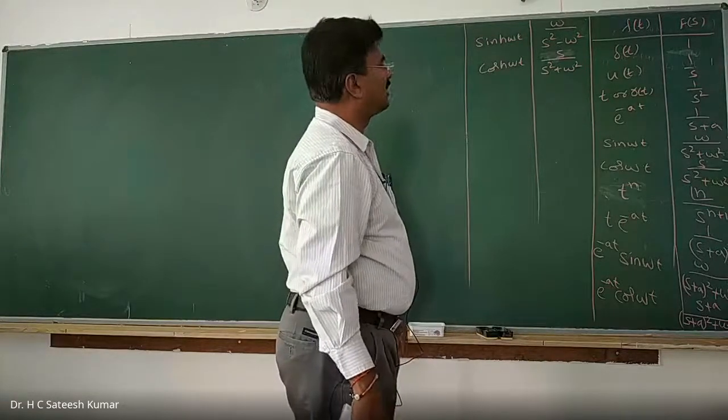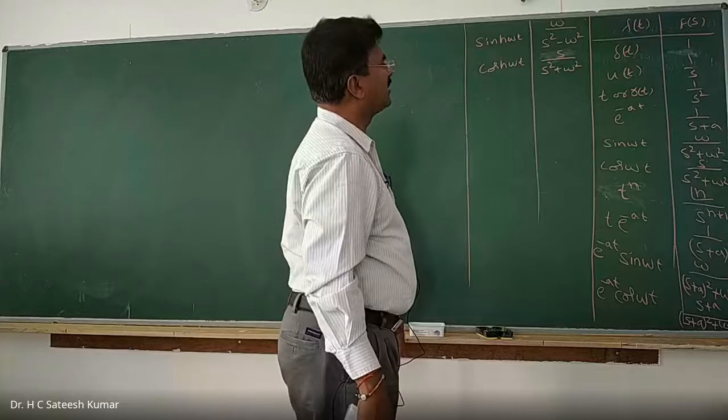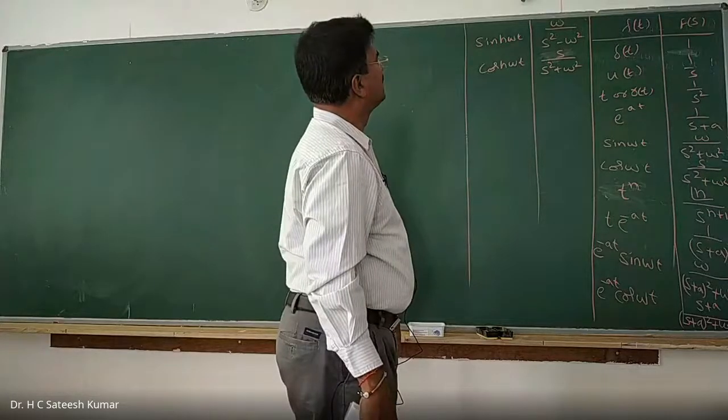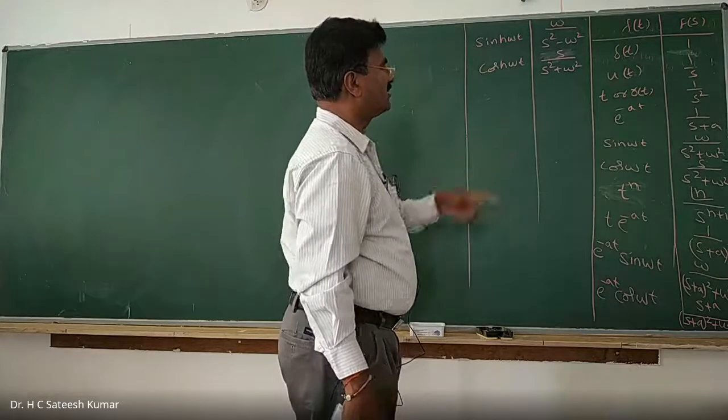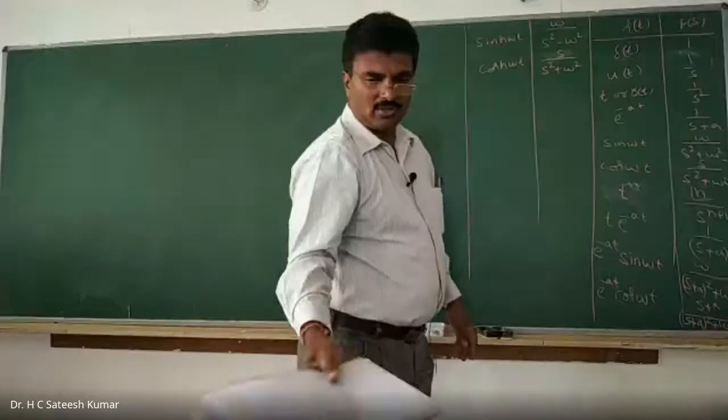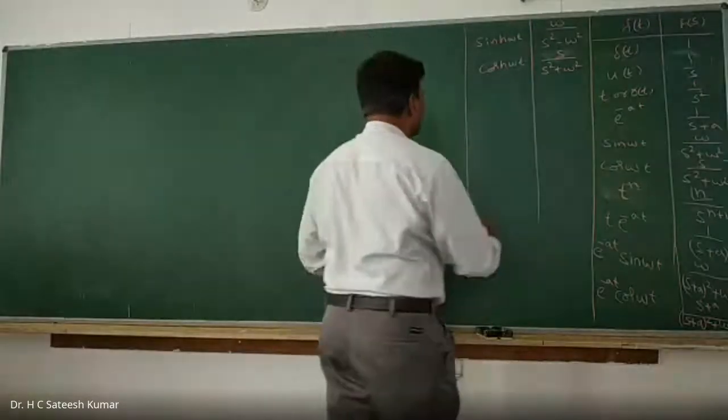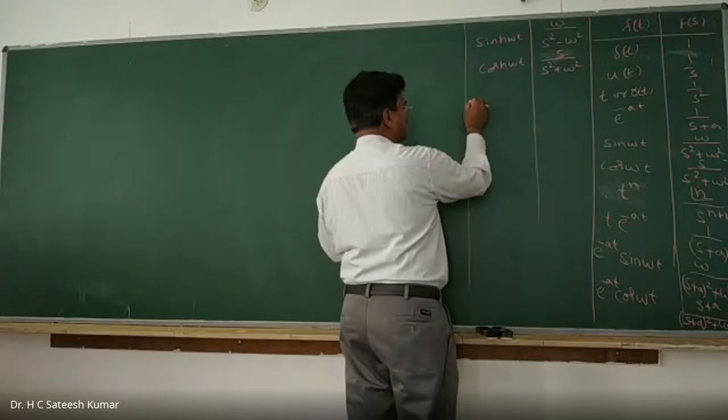Sin omega t and cos omega t. Sin omega t is what? Omega divided by s square plus omega square. Okay, there it was minus, here it is plus, right? So that's what. Now, further, how can you expand, use the property?